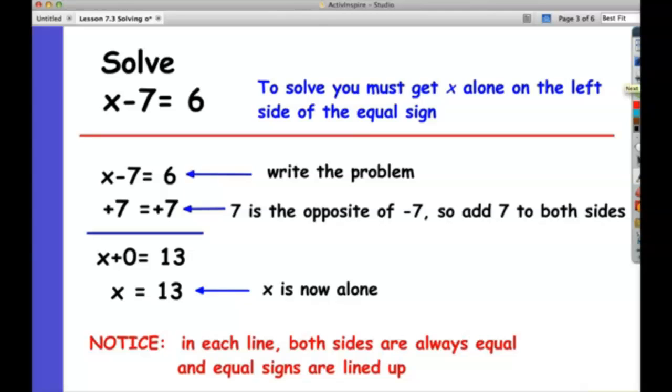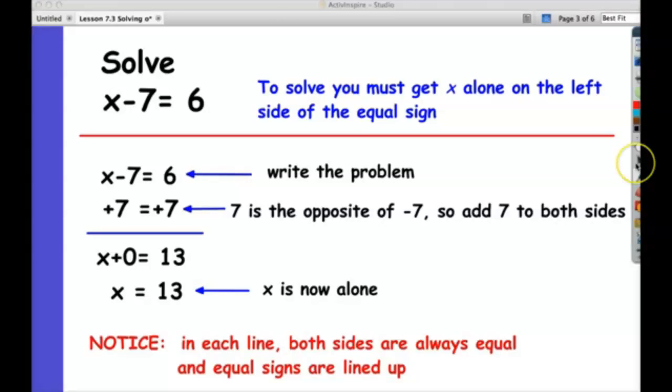So our first example of a one-step equation, we're going to do addition and subtraction, is all we're going to work with. Here you've got x minus 7 equals 6. To solve this, you must get x alone by itself, and you must do the opposite operation to solve. So here you're subtracting 7, so to solve you're going to add 7 to both sides.